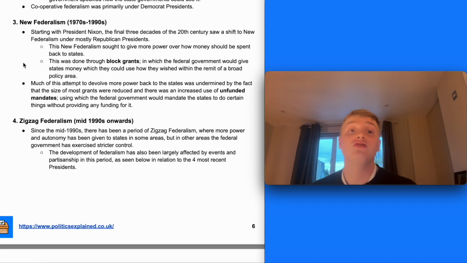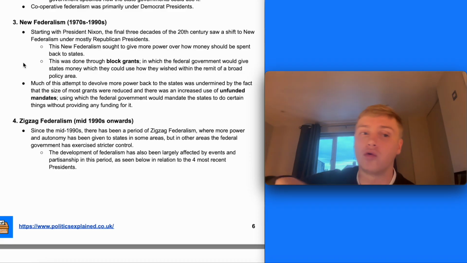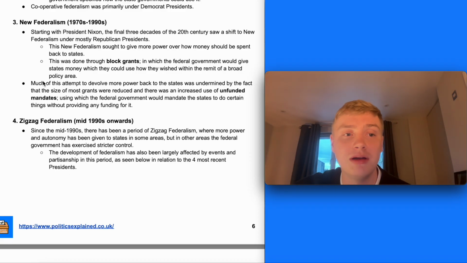From the 1970s to the 1990s, when there were mainly Republican presidents, you had what was called New Federalism, starting with President Nixon. This saw a shift, mostly under Republican presidents, as I said, and it sought to give more power over how money should be sent back to the states. This was done not through categorical grants, but through block grants, in which the federal government would give states money that they could use however they wished within the remit of broad policy areas such as education or policing.